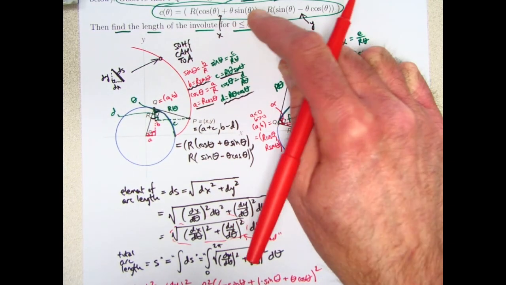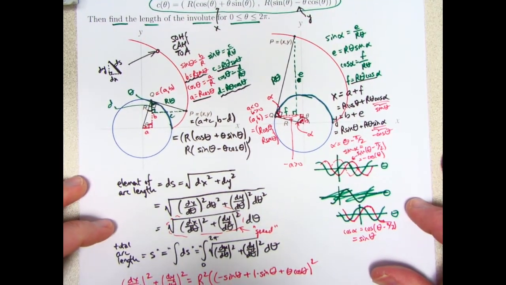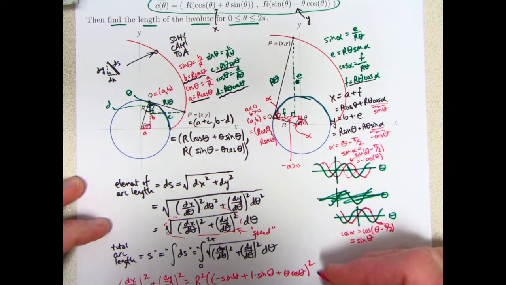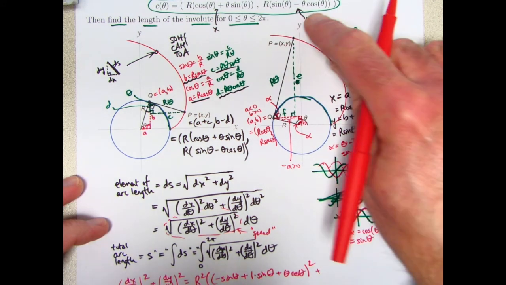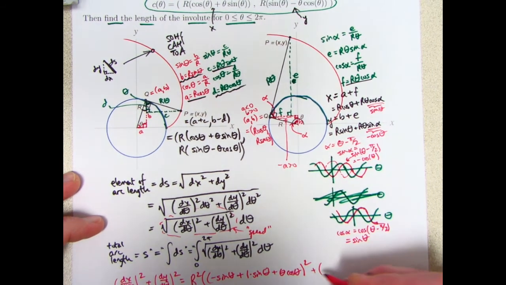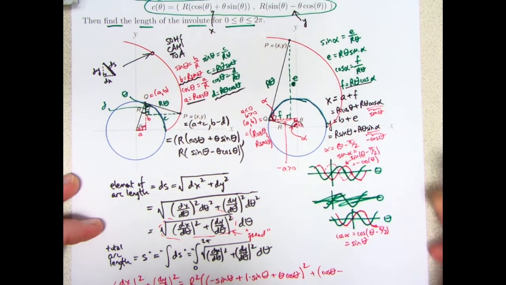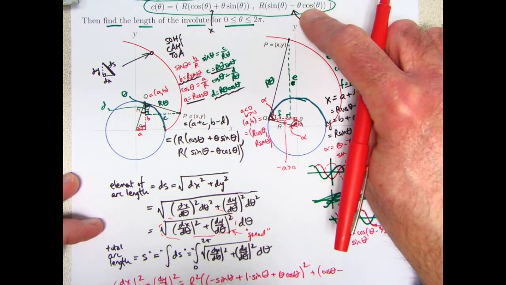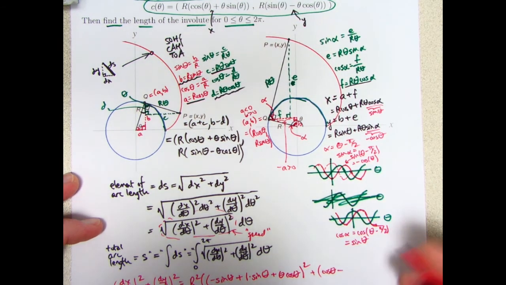Right there. Now I'm about to differentiate this thing. The derivative of sine theta is cos theta minus the derivative of theta cos theta, which I need the product rule for.